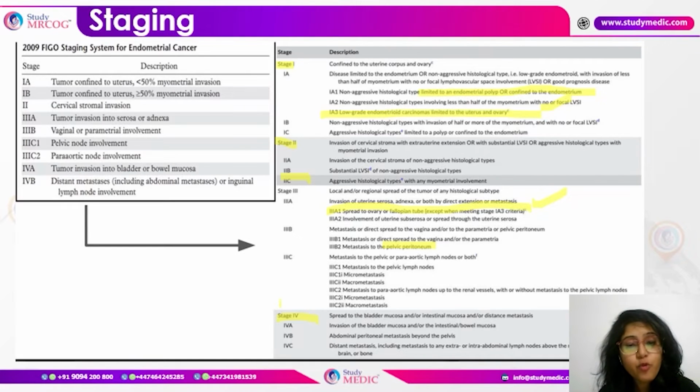Then 4A is bladder mucosa or bowel mucosa. 4B is peritoneal metastasis beyond the pelvis, that is abdominal peritoneal metastasis. So please remember these are very key words which you need to remember. They can ask you pelvic peritoneal metastasis, what is the stage? Abdominal peritoneal metastasis, what is the stage? So you have to be clear about that. Okay. Now coming to 4C. 4C is distant metastasis. So if it has metastasis to the lungs, liver, or the bone, that means it is stage 4C.